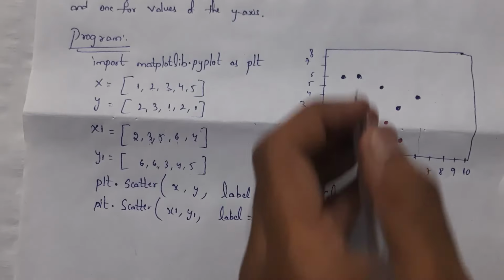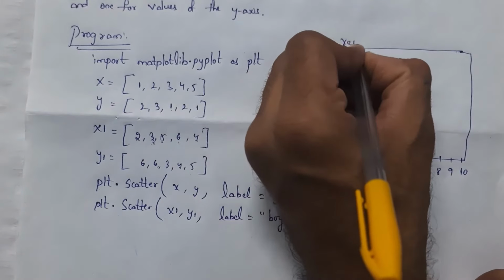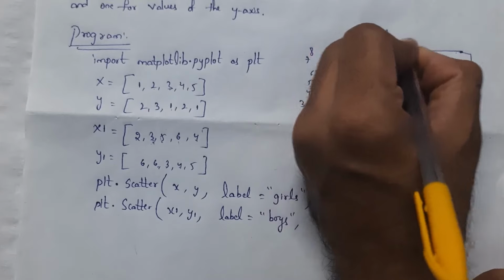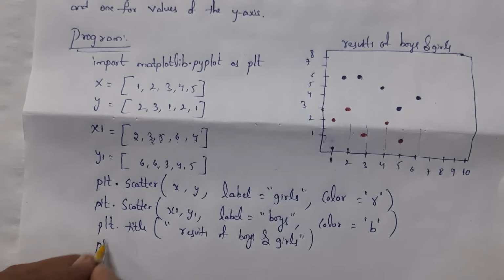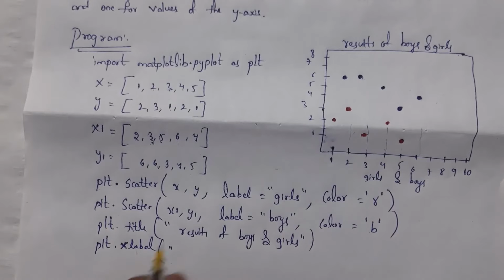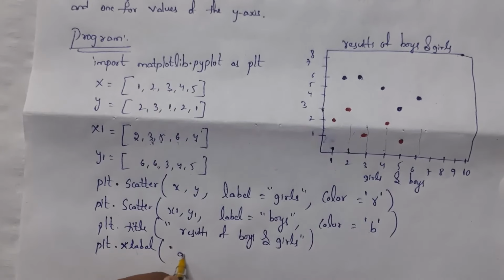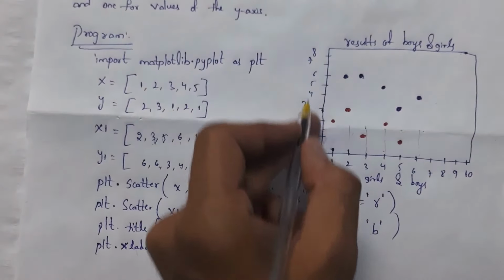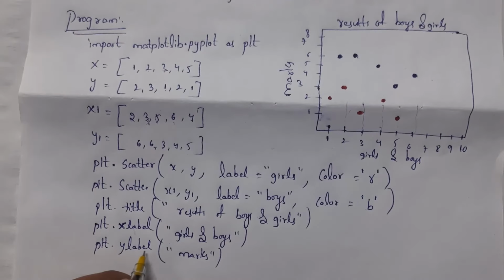to girls' score. I want to give the title as results of boys and girls. Similarly plt.xlabel, and inside brackets I want to give girls and boys. So write here girls and boys, and y-axis is marks. Write here plt.ylabel of marks.